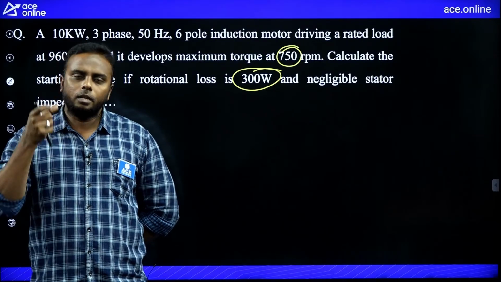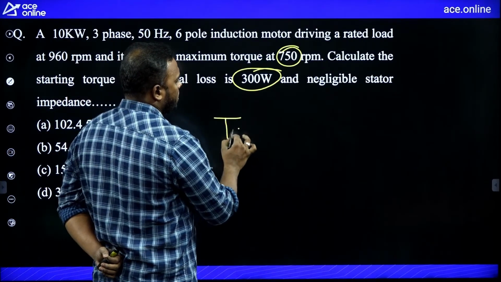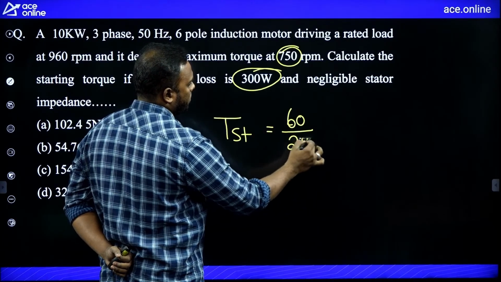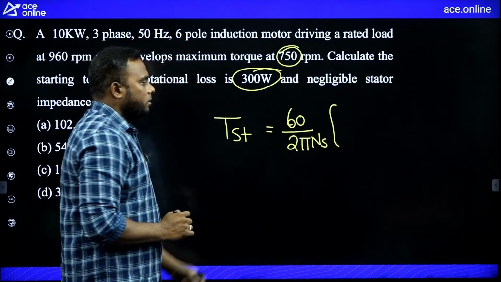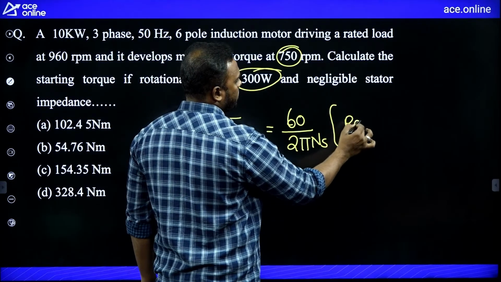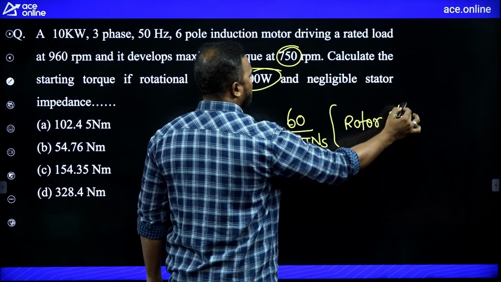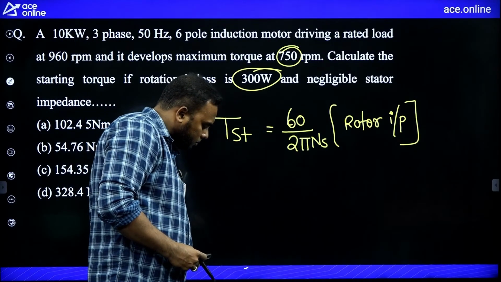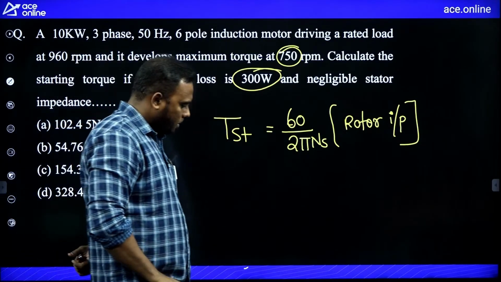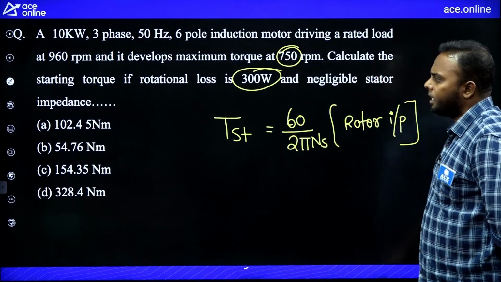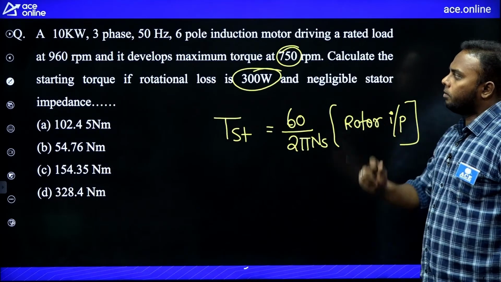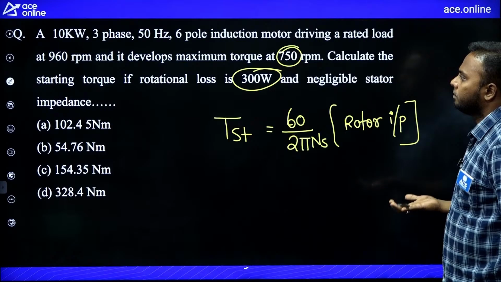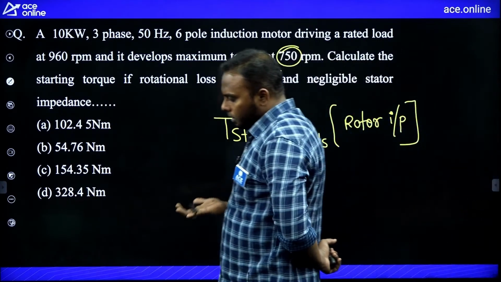If you remember, in the derivation of the torque equation, we get the starting torque. Our torque is proportional to rotor input: torque equals 60 by 2 pi ns into rotor input power. This is the torque relation, and we need to find the torque here. Tell me the answer from your side first. Starting torque, how much? Very easy question, you have to apply this equation. Rotor input power you need to calculate mainly. Tell me how much it is.